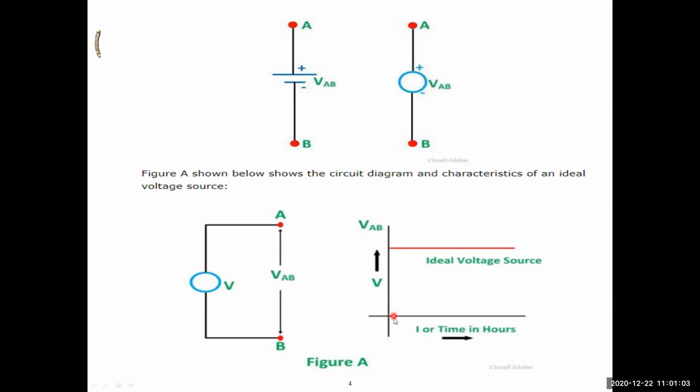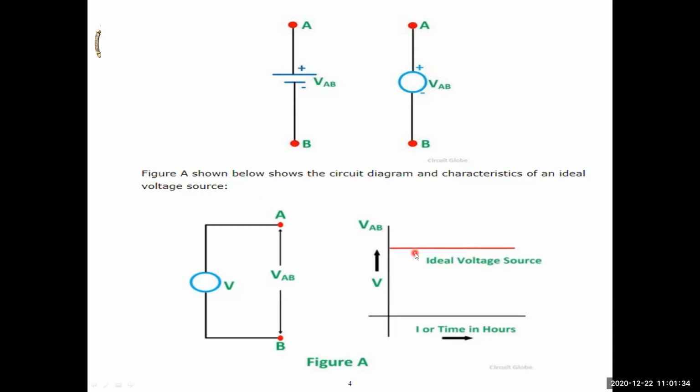So here, starting initially, V volts. After a certain time also, V volts only. That means there is no voltage drop across the circuit input. Okay, so this is the ideal voltage source. This is the circuit configuration of the ideal voltage source, and these are the characteristics of the ideal voltage source: voltage versus time or voltage versus current. These are the characteristics we have to get.